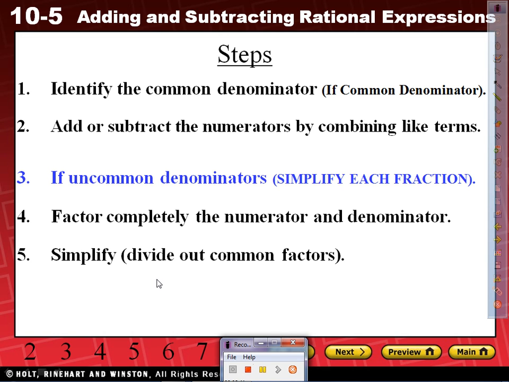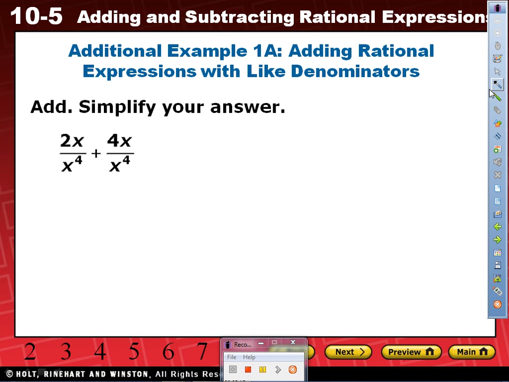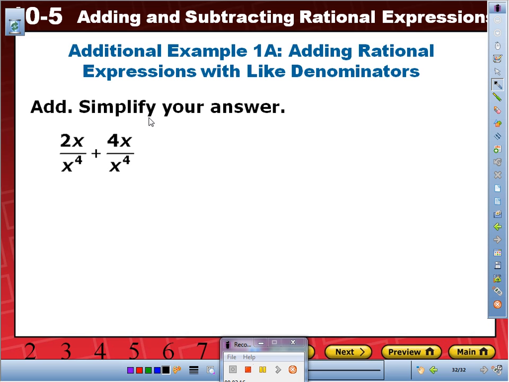Okay. So now, let's do an example just to see how it looks like. Here we go. Copy this one down, please. Example 1. Add and simplify your answer. 2x over x to the 4th plus 4x over x to the 4th. Okay, so I'm going to do this one first, and then I'll have you copy right after I do the step.